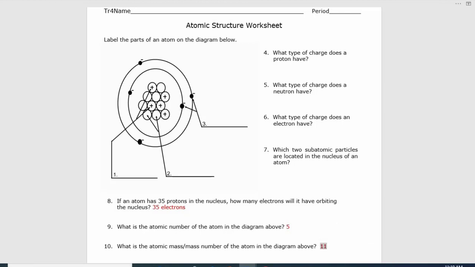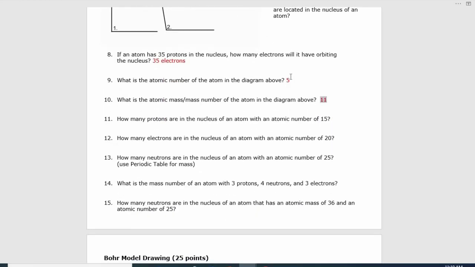Okay, question 11 said, how many protons are in the nucleus of an atom with atomic number of 15? So if we have atomic number equal 15, how many protons do we have? Yes, we said that the atomic number equals the proton number. So we have also 15 protons.